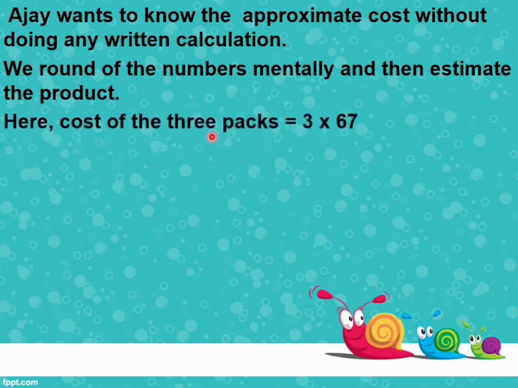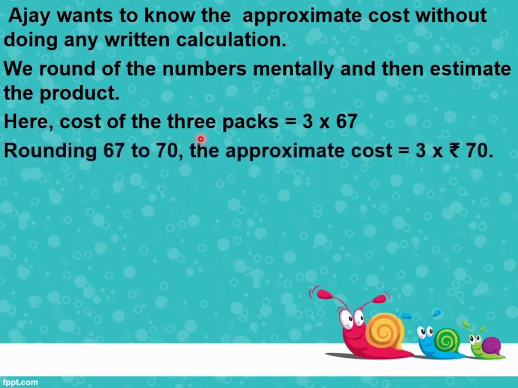Here, cost of 3 packs: how many gifts is he purchasing? 3, and each costs 67. So we will multiply 3 by 67. Now what is he doing? This is not possible in a mental way. This is possible in a written calculation. So since he wants to calculate mentally, what is he doing now? He is rounding the figure, rounding 67 to 70, the nearest 10.